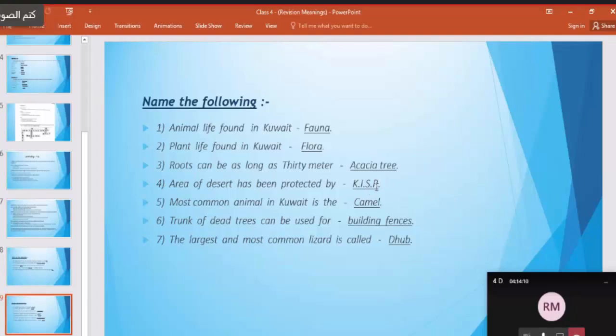Institute of Scientific Research. So this is the short form, but the full form is Kuwait Institute of Scientific Research. Seventh one: the most common animal in Kuwait is the camel. Yes, it is the only animal which can survive in the desert area.